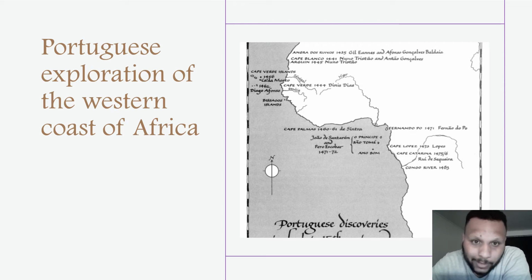By 1441 they arrived at Cape Blanco, which is kind of like modern day Mauritania, and in 1445 they arrived at Arguin. From this point on they would explore the entire West African coast. Now 1441 is a special date, because this is the first time they managed to capture Africans in this area: people from the so-called Azanegi tribe, which are kind of similar to the modern day Tuaregs.